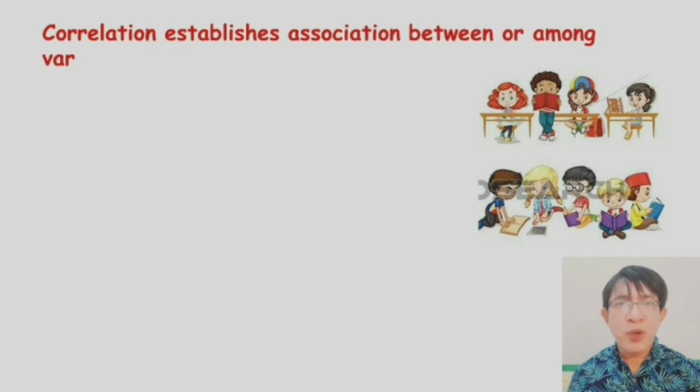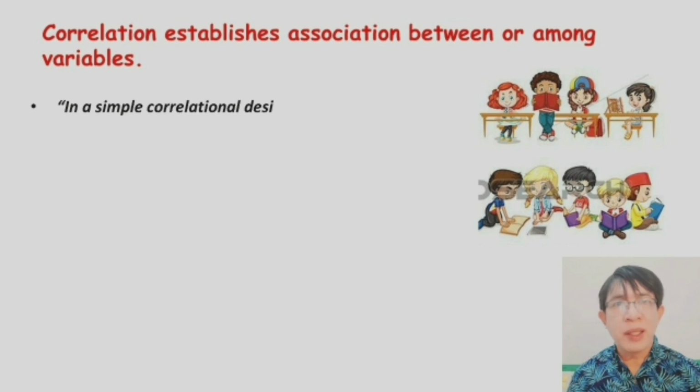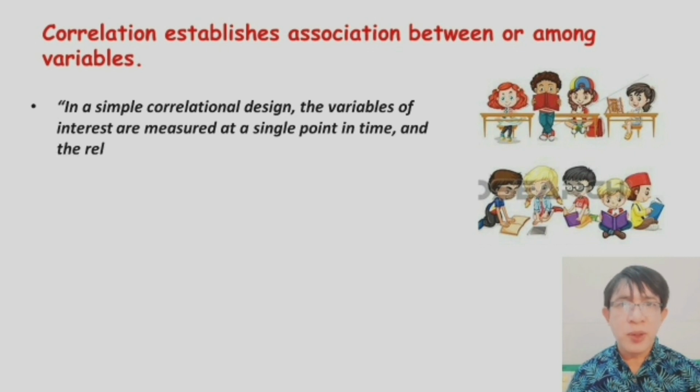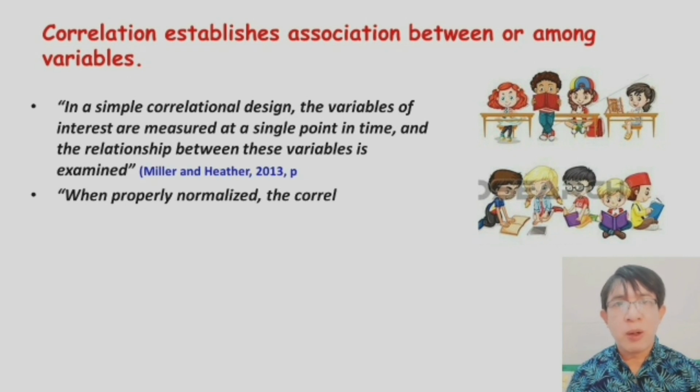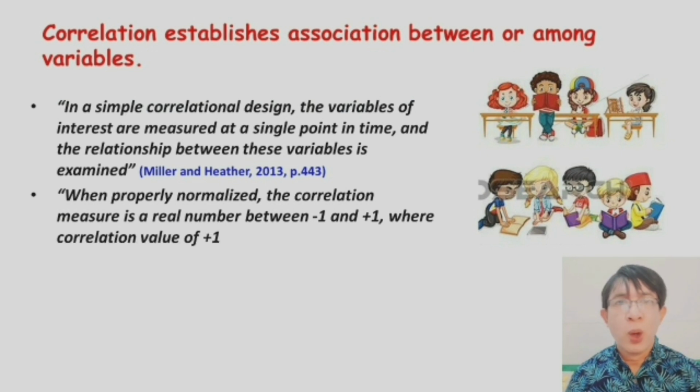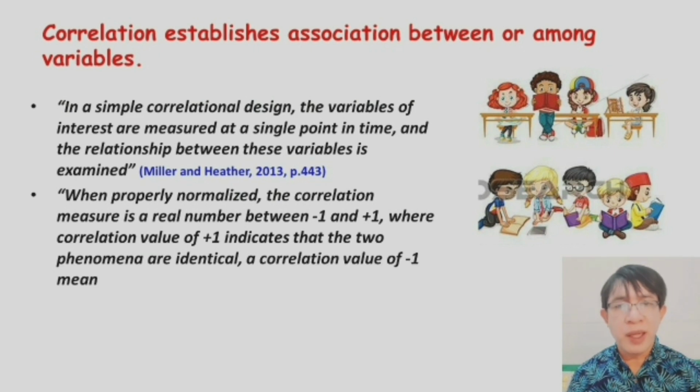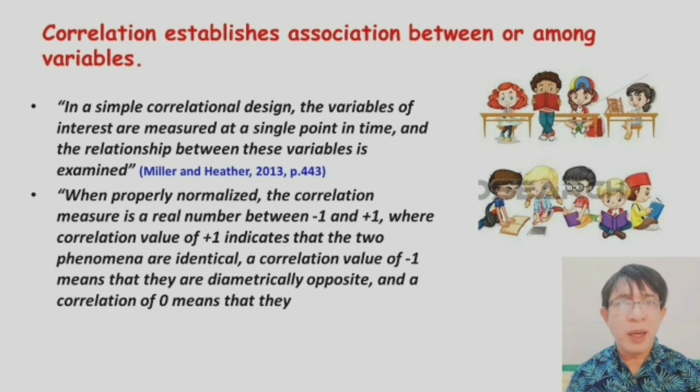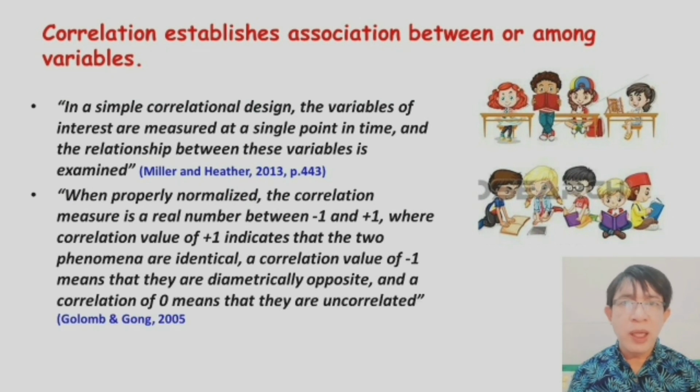Correlation establishes association between or among variables. In a simple correlational design, the variables of interest are measured at a single point in time and the relationship between these variables is examined. When properly normalized, the correlation measure is a real number between -1 and +1, where a correlation value of +1 indicates that the two phenomena are identical. A correlation value of -1 means that they are diametrically opposite, and a correlation of 0 means that they are uncorrelated.